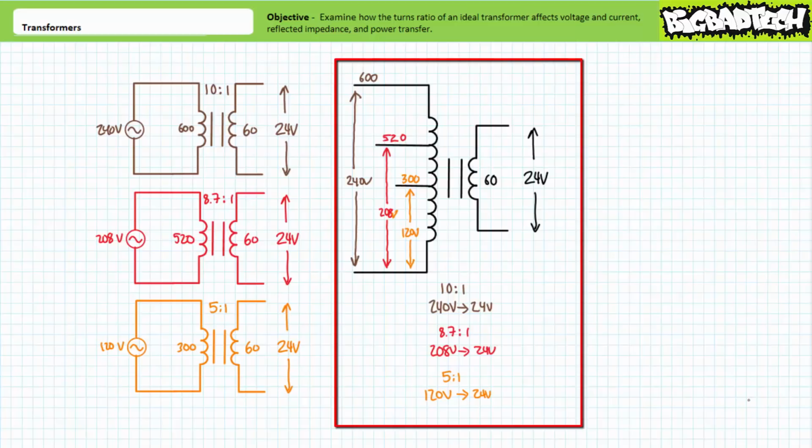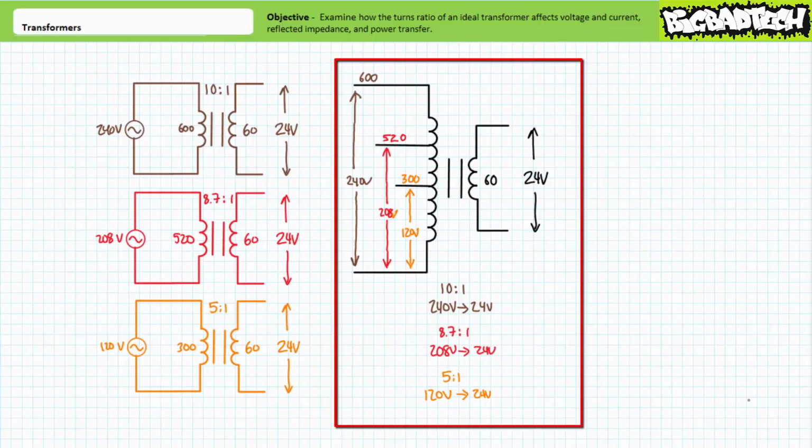However, a simple modification allows a single transformer to perform these different roles. Consider a multi-tap transformer, it being a transformer with different access points or taps on a single winding. For this particular application, consider a transformer with 600 turns in the primary.